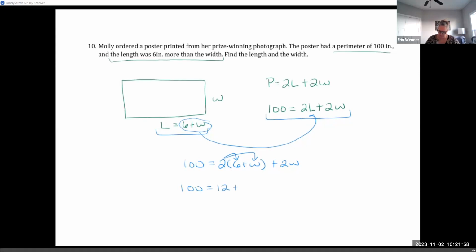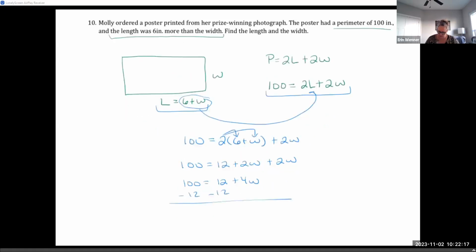And combine like terms. And now we start to isolate, right? So we'll subtract 12 from both sides. So 100 minus 12 is going to be, what, 88? Divide both sides by 4. And we get 22 inches is equal to the width, right?